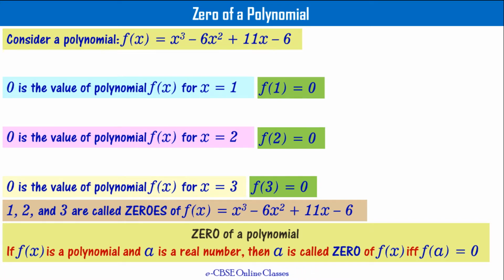This is what exactly has happened in case of when a equal to 1, f of x has become f of 1 and its value was 0. That's why we said that 1 is the zero of polynomial f of x. Similarly, for f of 2 also we got 0. That's why 2 was the zero of the polynomial f of x, right? Please take a note of that.